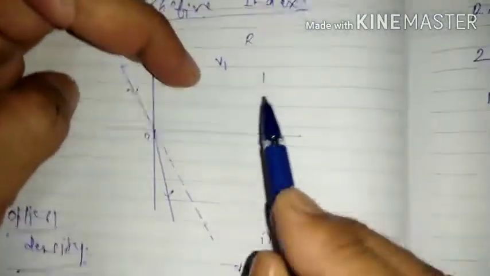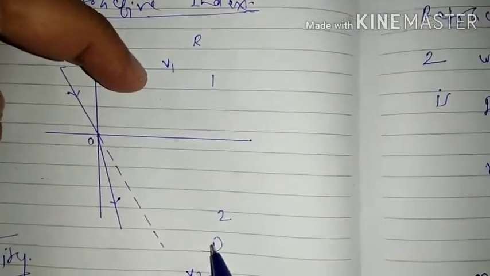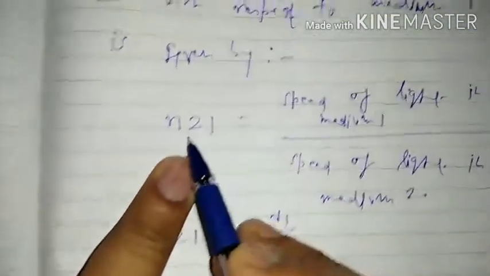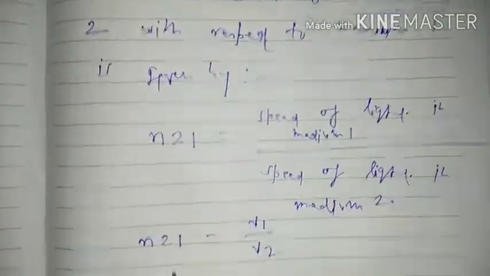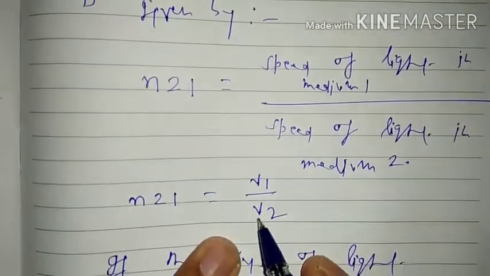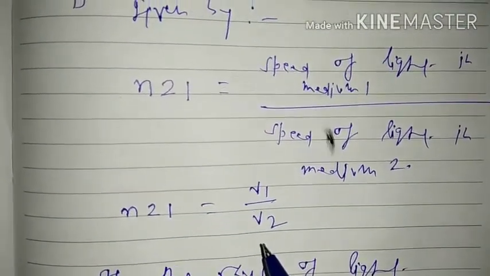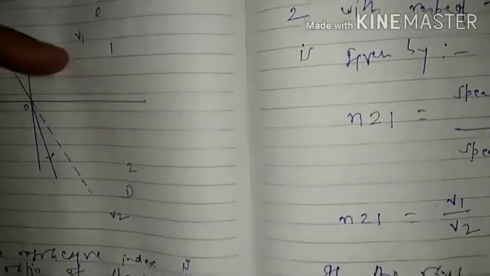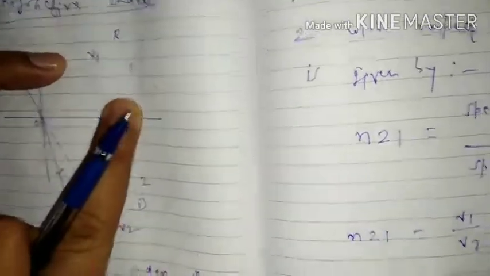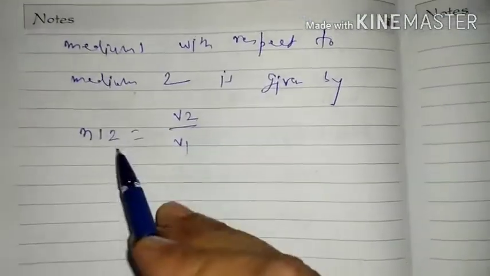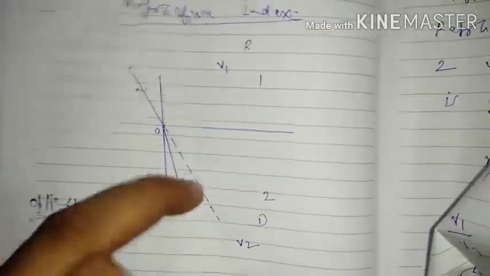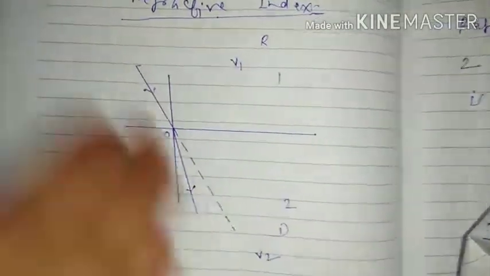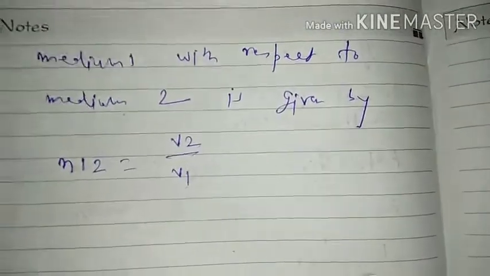But here we see that if rays of light travel from medium 1 to medium 2, then it is the refractive index of medium 2 with respect to 1, and we write it as V1 by V2. But if rays of light travel from medium 2 to medium 1, then it is the refractive index of medium 1 with respect to medium 2, and this is equal to the speed of light in the first medium from where rays of light travel. So it is V2 by V1.